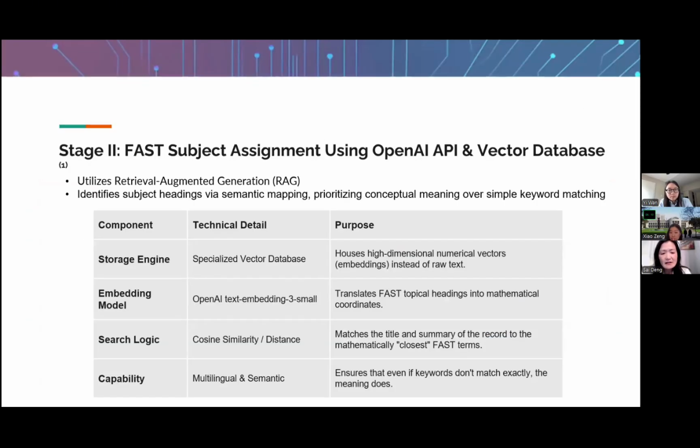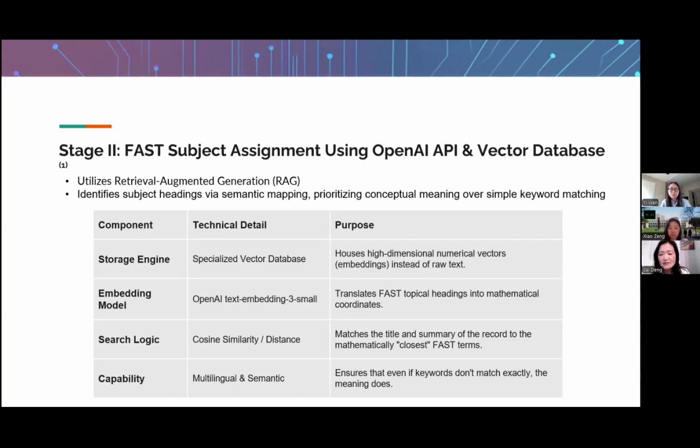OCLC's reconciliation service is occasionally unavailable, so we explored alternatives. We downloaded the full FAST topical dictionary and built a local vector database to test the semantic subject assignment. So using OpenAI's text embedding 3 small model, we generated embeddings for FAST headings.